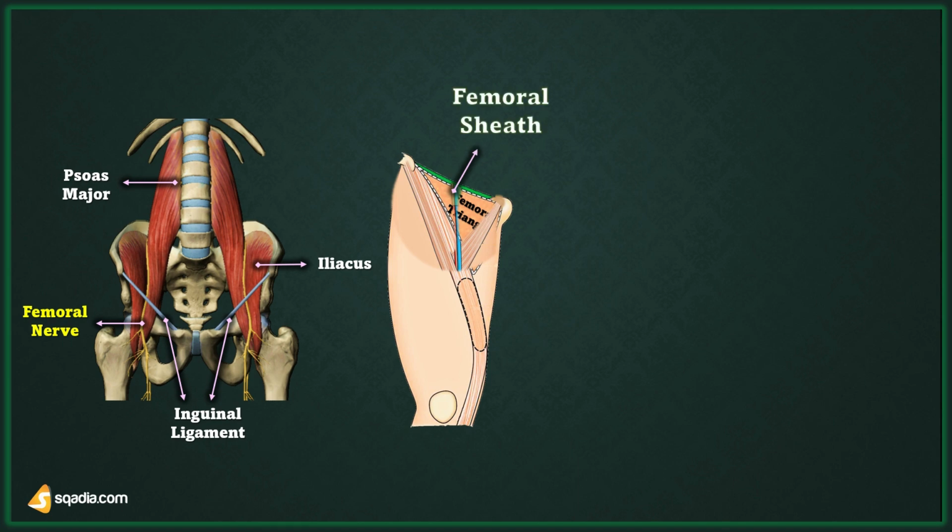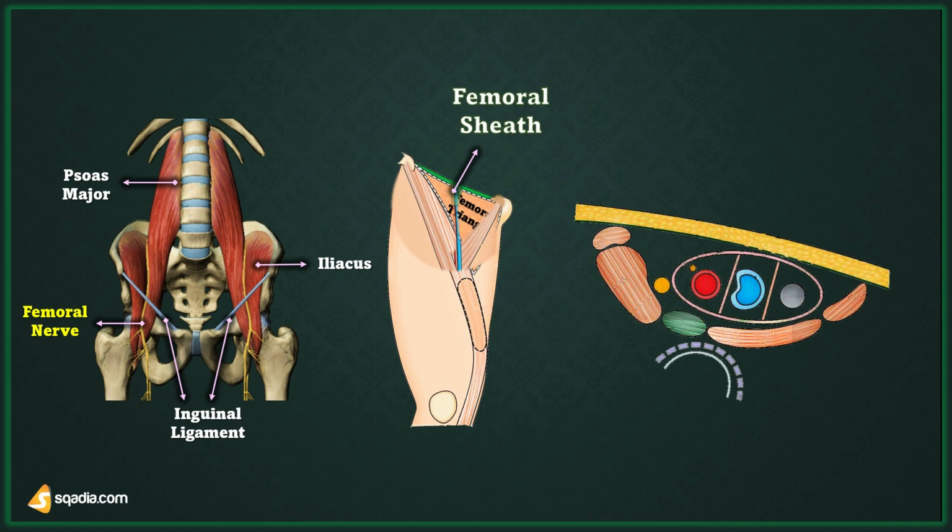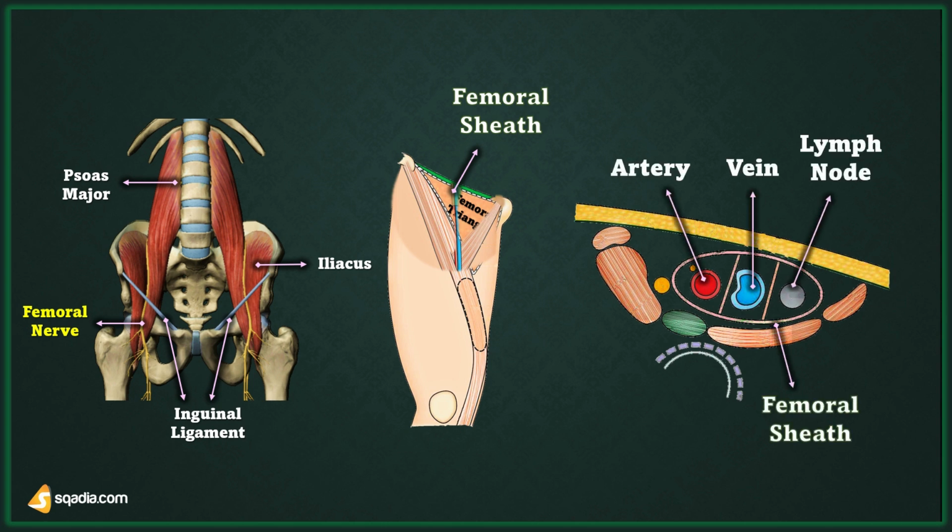While looking at the cross-sectional view, it is clear that the femoral artery, vein, and lymphatic nodes lie within the femoral sheath, while the femoral nerve can be seen lying outside the femoral sheath. That's because it's formed behind a special layer of tissue called fascia iliaca.